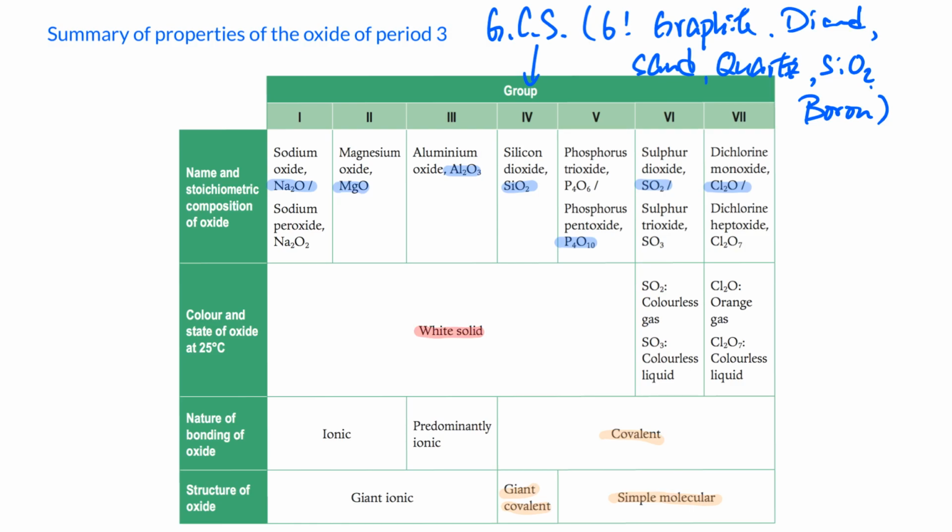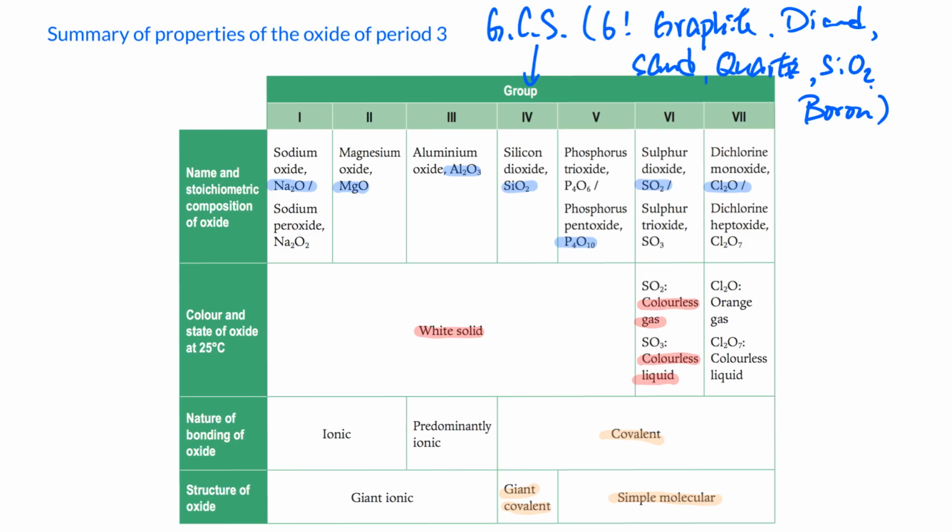One is sulfur dioxide, one is dichlorine monoxide. Sulfur dioxide is a colorless gas, while sulfur trioxide is a colorless liquid. Sulfur trioxide actually has a very low melting point and boiling point, with a very narrow range only. If you just boil it a little bit, it will turn into a colorless gas, which is a serious acid pollutant as well.